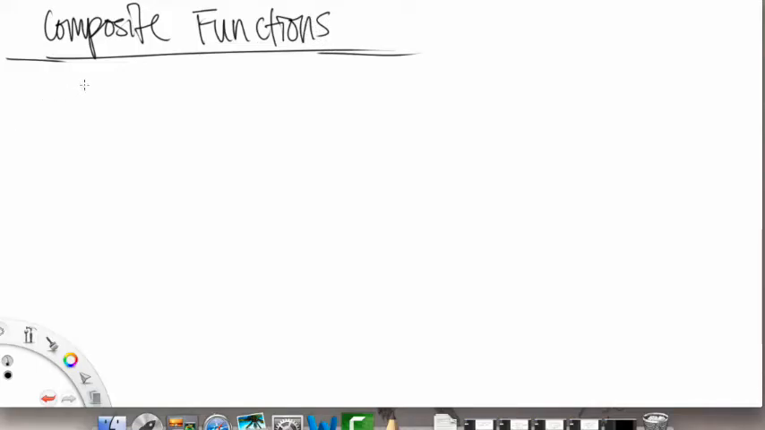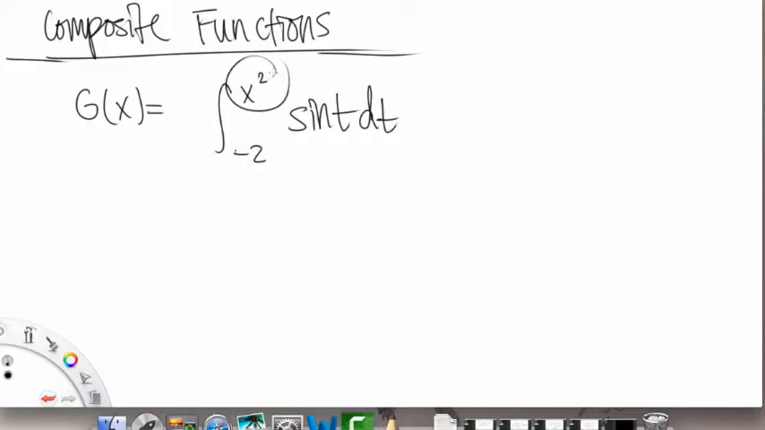So let's say our g of x instead. g of x is the integral from -2 up to x squared, instead of just an x, of sine t dt. So here we have a little bit of a dilemma, right? Because this isn't just a single x anymore. Not just an x to the 1 power, right? So what are we going to do with it?